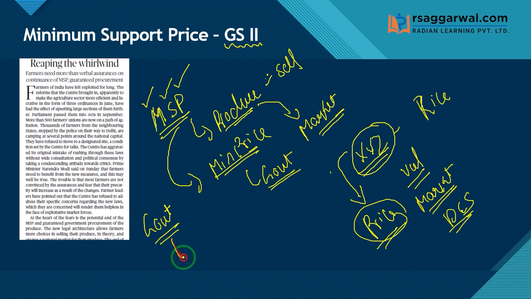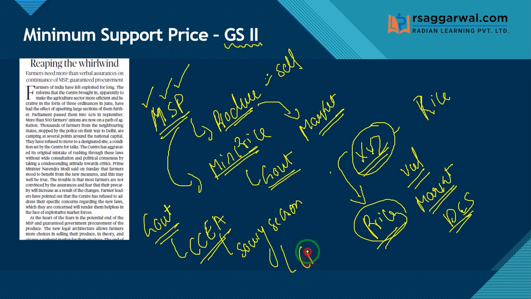Now, of course, the government announces the MSP, but who particularly in the government? It is announced by the Cabinet Committee of Economic Affairs at the beginning of the sowing season, based on the recommendations of what we call CACP, the Commission for Agricultural Costs and Prices. On the recommendations of CACP, the CCEA, that is the Cabinet Committee of Economic Affairs, announces the MSP for the produce in the country.